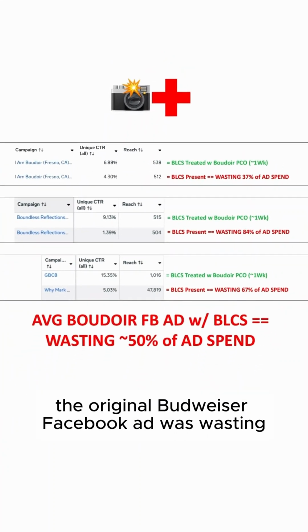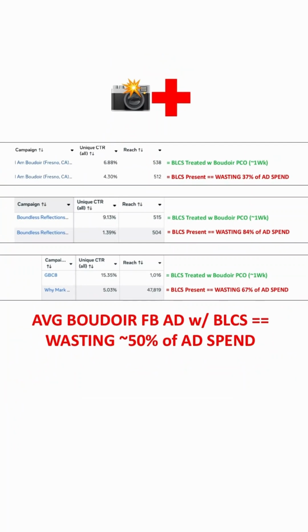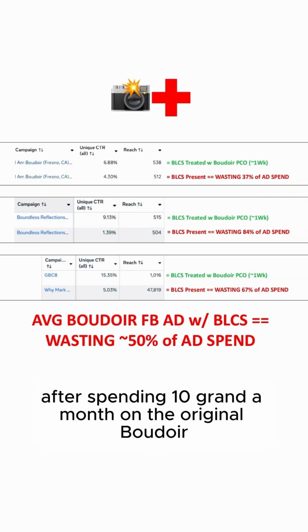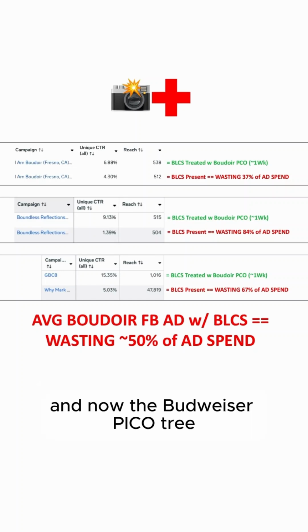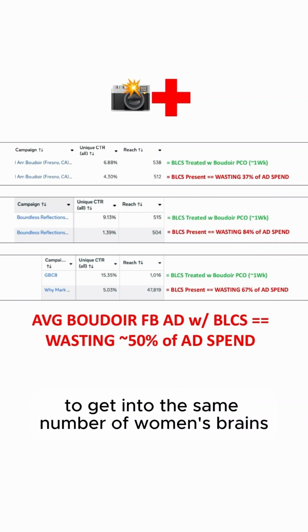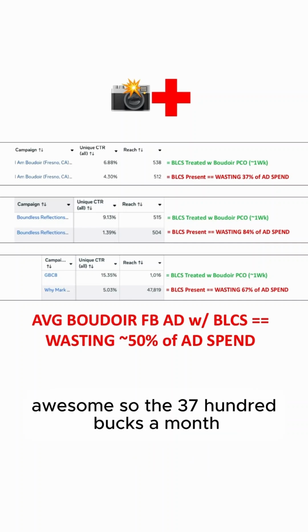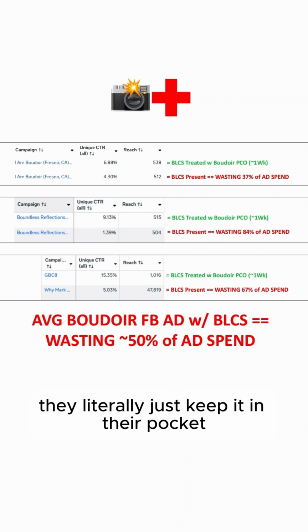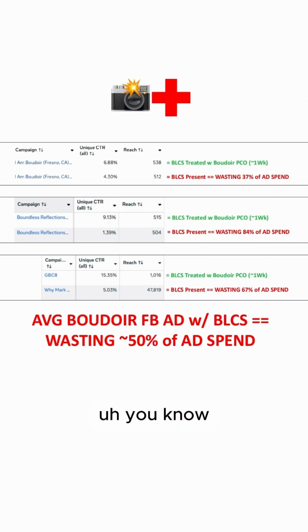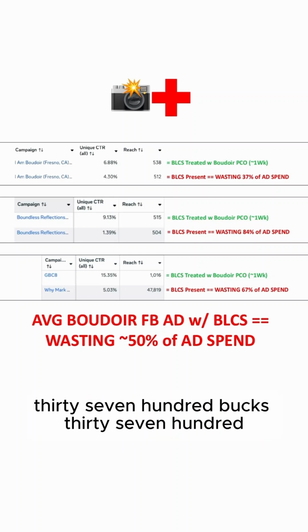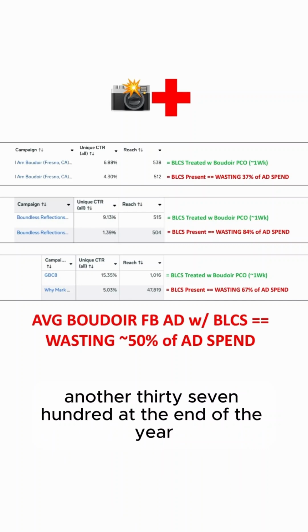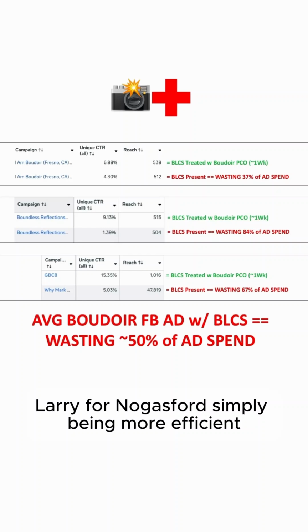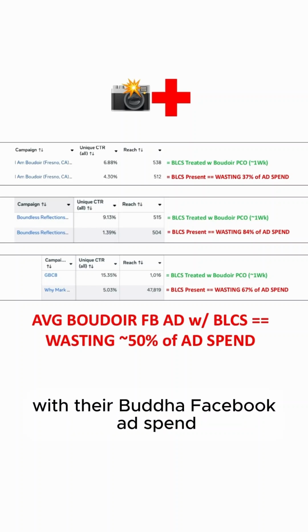So we found out the original Boudoir Facebook ad was wasting 37% of ad spend. So if they're spending 10 grand a month on the original Boudoir Facebook ad, now with the Boudoir Pico treated ad, they only need to spend $6,300 a month to get into the same number of women's brains. Awesome. So the $3,700 a month, they don't have to spend it anymore. They pocket it. They literally just keep it in their pocket. They don't have to pay it to the Zuck. It's kind of like a phantom bonus every single month. $3,700, $3,700, another $3,700. At the end of the year, it's like $40K. Literally for no extra effort, simply by being more efficient with their Boudoir Facebook ad spend.